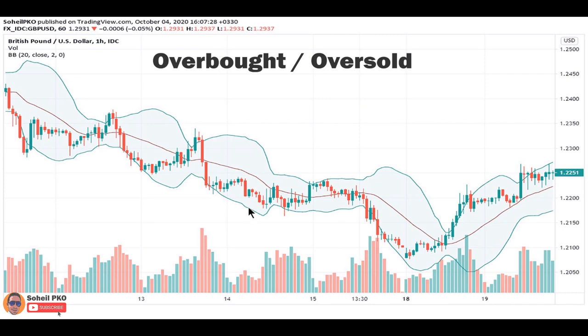Pay attention that the bands are two standard deviations from the mean. So the overbought and oversold conditions that we identify with the help of Bollinger Bands show that the price has deviated from the mean or average, the moving average line that we have here. As you can see on this chart, every time the price touches or exceeds the bands, it changes direction and goes the other way.